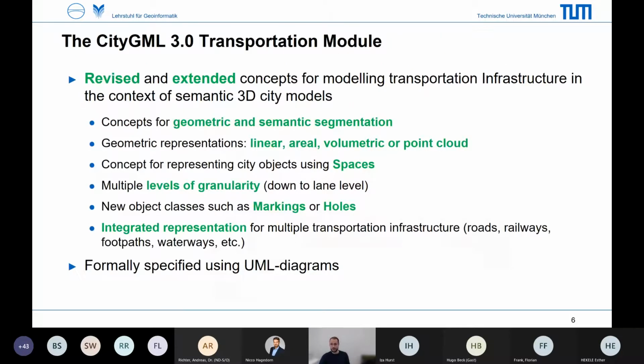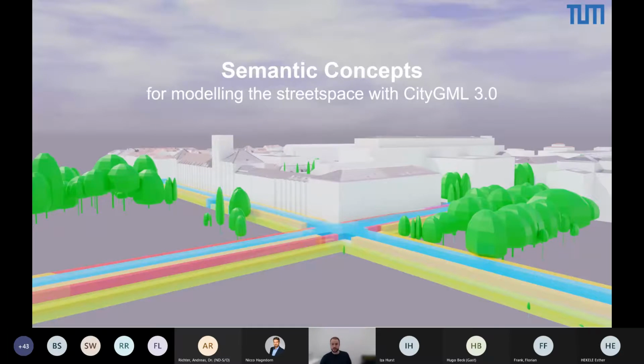And that's what I want to focus on today, the CityGML 3 transportation module, because in comparison to CityGML 2.0, there have been some revised and extended concepts. And I want to illustrate all of these, or the most important of these concepts today. Of course, they are also formally specified using UML diagrams, so you can look them up in the standard document itself. But for this presentation today, just as Nico, I tried to have a visual representation of all of these concepts in order to make them easier to understand. So let's have first a look at the semantic modeling concepts of the CityGML 3 transportation module.